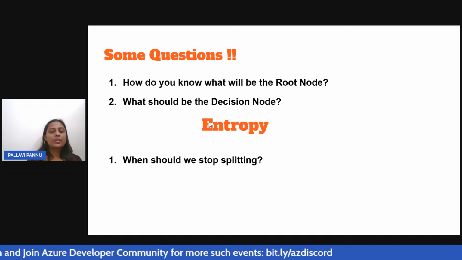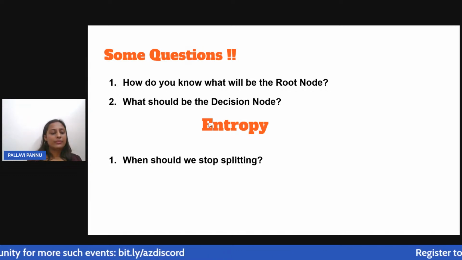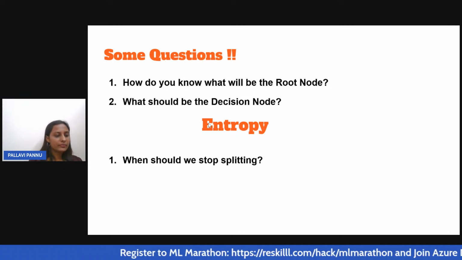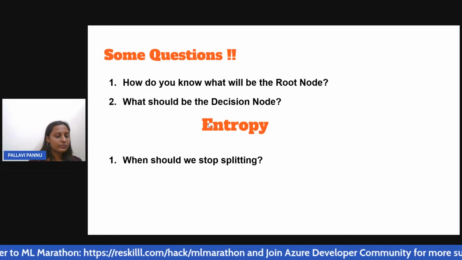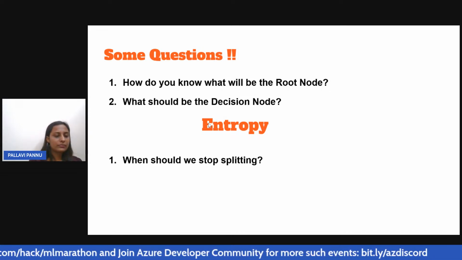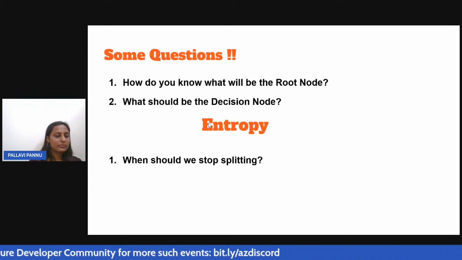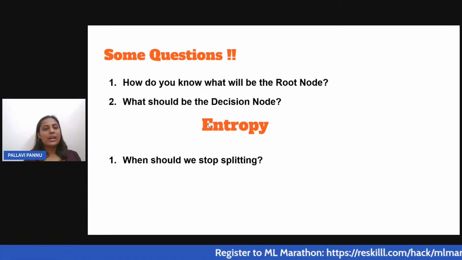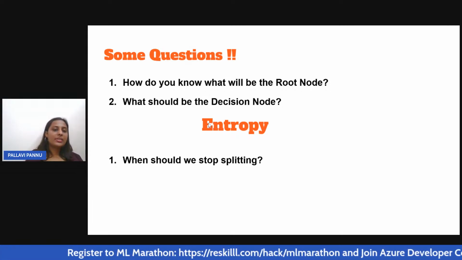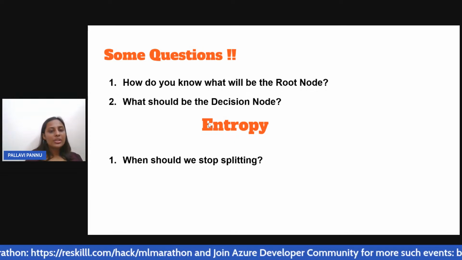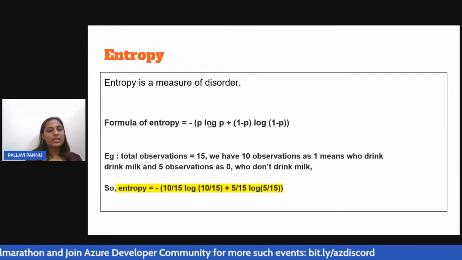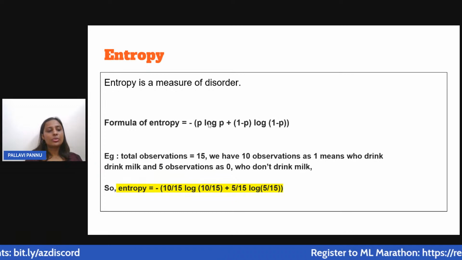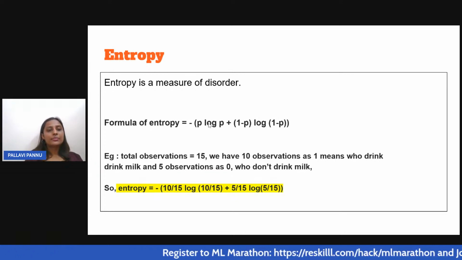When should we stop splitting? These are some of the questions people ask you: how do you know what my root node will be, what should be my decision node, and when should we stop splitting. For these you'll be using entropy. Entropy is basically a measure of disorder. The formula of entropy is minus p log p minus (1 minus p) log (1 minus p). So this is the formula for entropy, a measure of disorder.